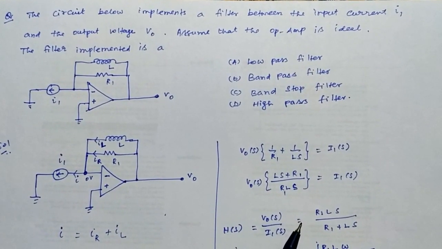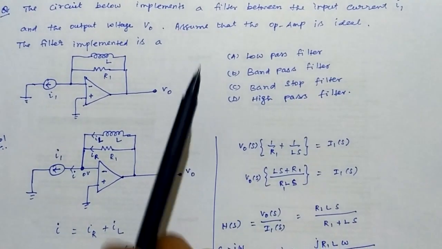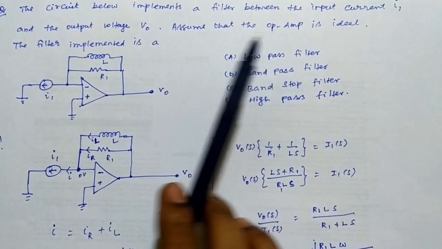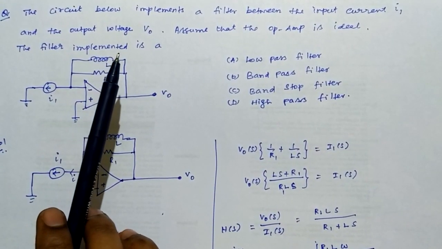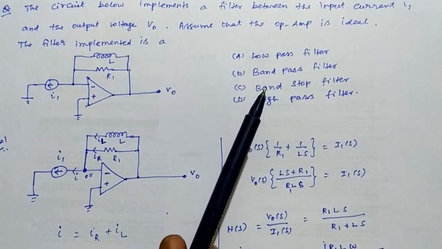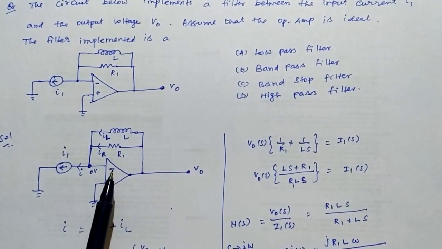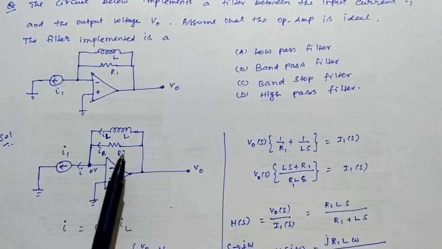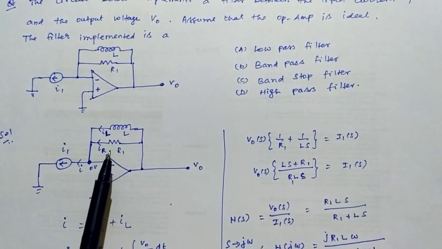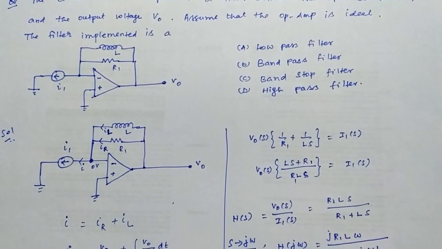In the circuit shown below, implement the filter between input current and output voltage. Assume that it is an ideal op-amp. The filter is implemented as one of the 4 choices. We have to select the correct one. So this diagram we redrew like this. The current through the resistor is IR. The current through this inductor is IL, which will be combined at this point, resulting in the current I.